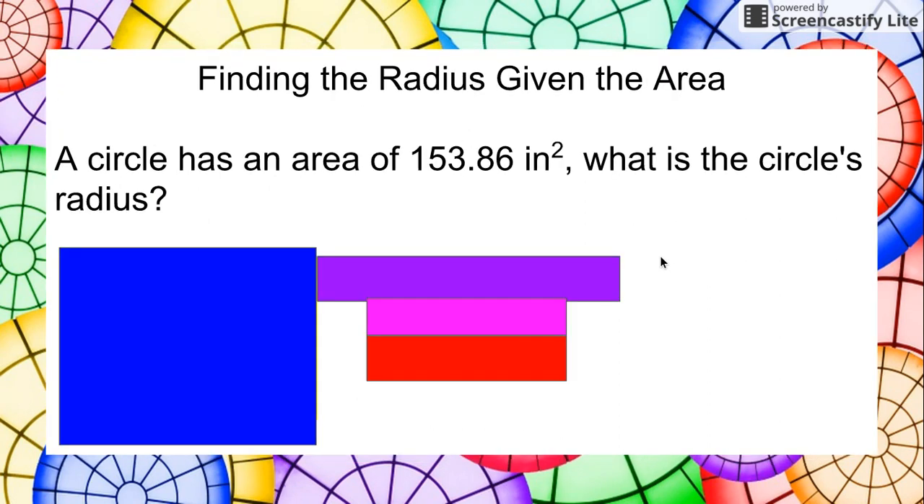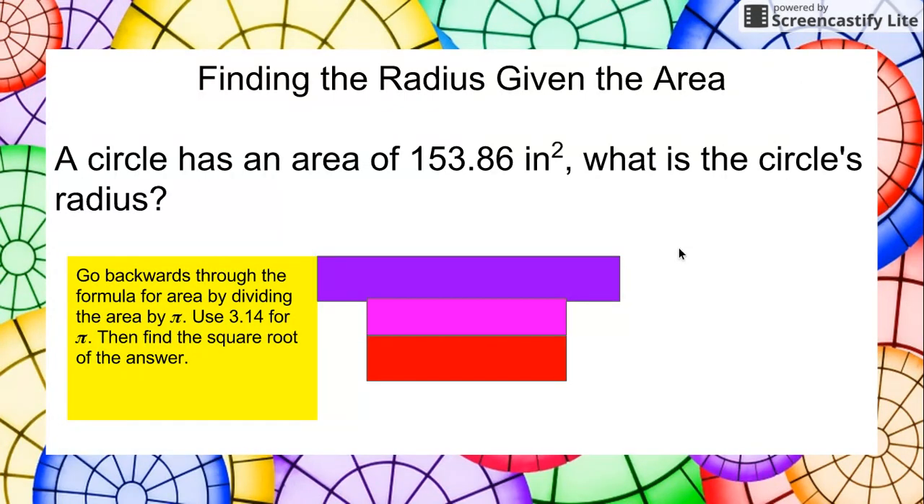Okay. Then say we wanted to find the radius if we had the area. This one's a little trickier. We have to find the square root of our answer, because the opposite of squaring a number is to take the square root of that number. So if our question is, a circle has an area of 153.86 inches squared, what is the circle's radius?